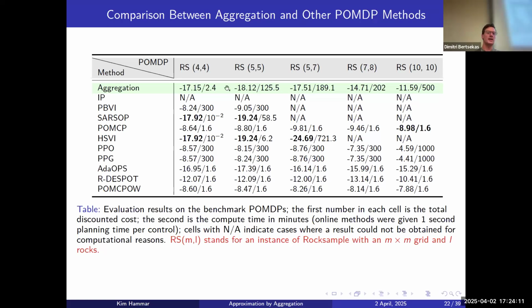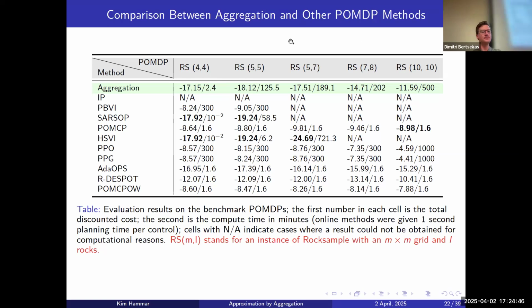In contrast, if you look at aggregation, it scales very nicely. You can always adjust the computational complexity by tuning your aggregation, and therefore, you can apply it to quite large problems quite easily. In terms of performance, we see that aggregation is not the best on all the problems, but it's always near optimal. So it's a very reliable method. And for example, if you compare it to policy-based methods like PPO or PPG, it is significantly better for this case.